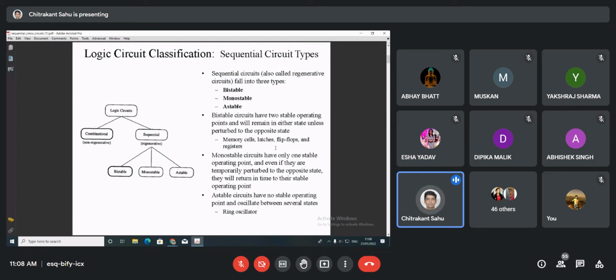So in memory latches also, the information is stored in the form of a logic 0 or logic 1. And for that, which kind of sequential element do we require? We require a memory cell, like DRAM or SRAM kind of memory cells, or latches. We can store information in terms of latches, flip-flops, and registers. This all comes under the sequential circuits.